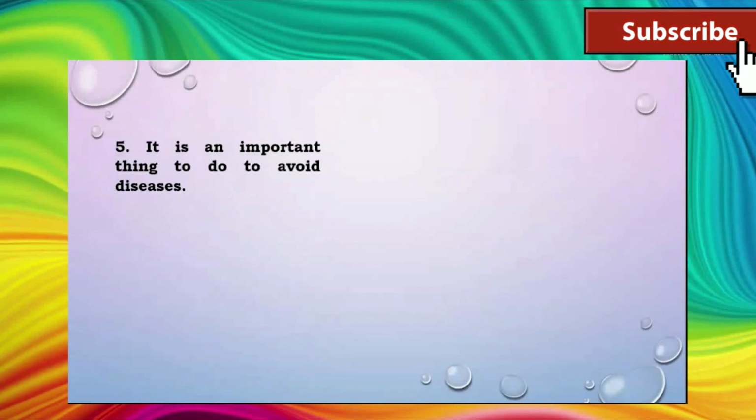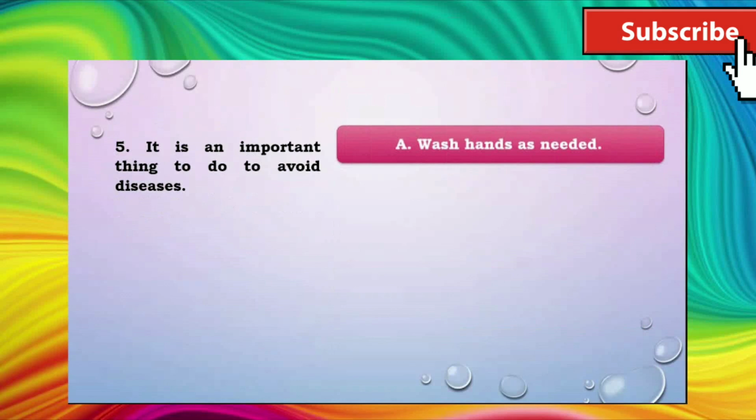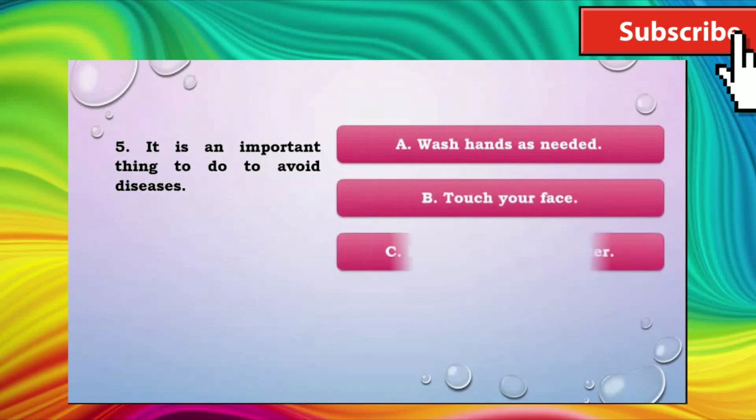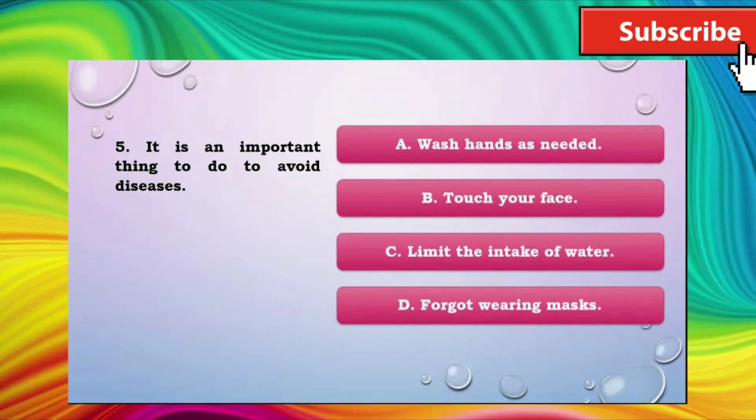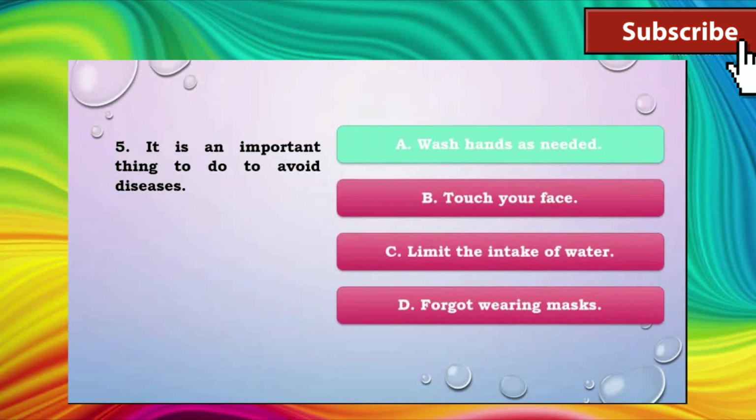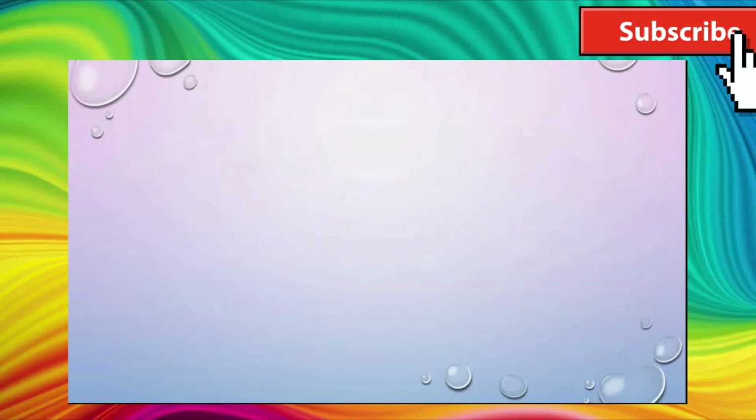Number 5. It is an important thing to do to avoid diseases. A. Wash hands as needed. B. Touch your face. C. Limit the intake of water. Or D. Forget wearing a mask. What's your answer? Yes, that is letter A. Wash hands as needed.